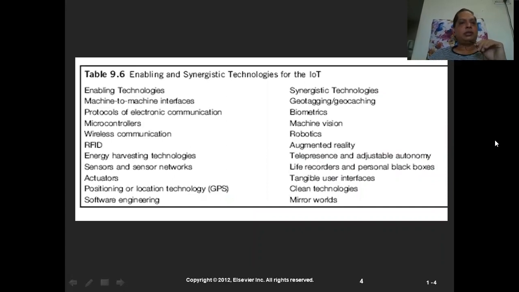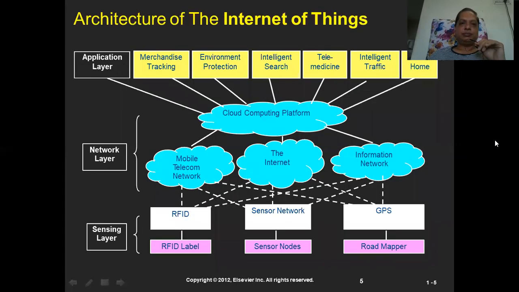There are some enabling and synergetic technologies for the IoT. Enabling technologies are MMI, which we call man-to-machine interfaces, or sometimes human-computer interaction also, protocols of electronic communication, microcontrollers, and RFID. On the other side, biometrics, machine vision, and robotics. These are the synergetic technologies which are going to help, and the left hand side contains the enabling technologies.